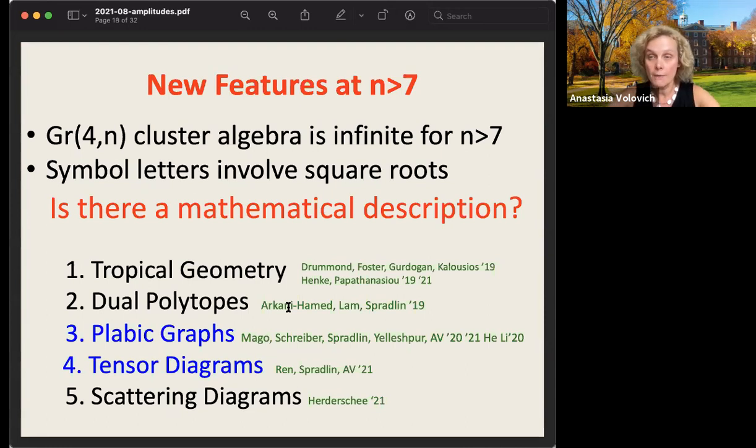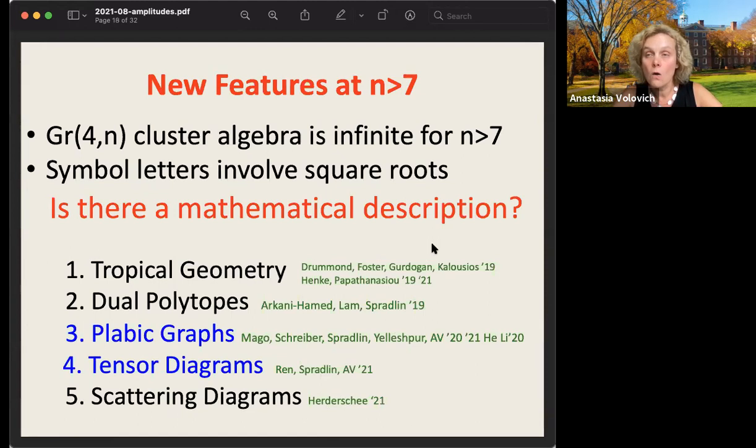What I will talk about, I will describe what we've done in the last year, some completely different way of looking at this, and there are two different independent ways. One using Plabic graphs and the other using tensor diagrams. I should also mention, I won't have a slide on that, there's also a very interesting paper by Henrietta's student, Aidan Herderschee, who used scattering diagrams. That's another area in mathematics, and he's also finding some interesting things. I won't have a slide on that, but that's the fifth approach.